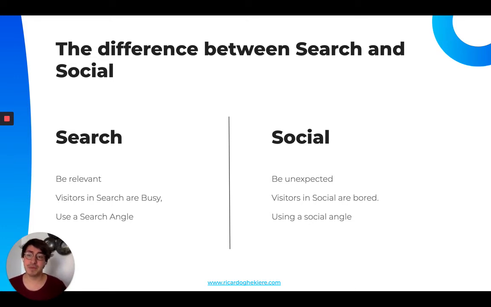Now, in search, people are really busy. They're looking for stuff. They need to solve a problem. They're searching for something. They're looking for food. They want to find the best place to brunch in New York. They type it in, and they want to have 3 answers where they're saying, okay, these are the 3 best brunch places. So you have to be relevant.